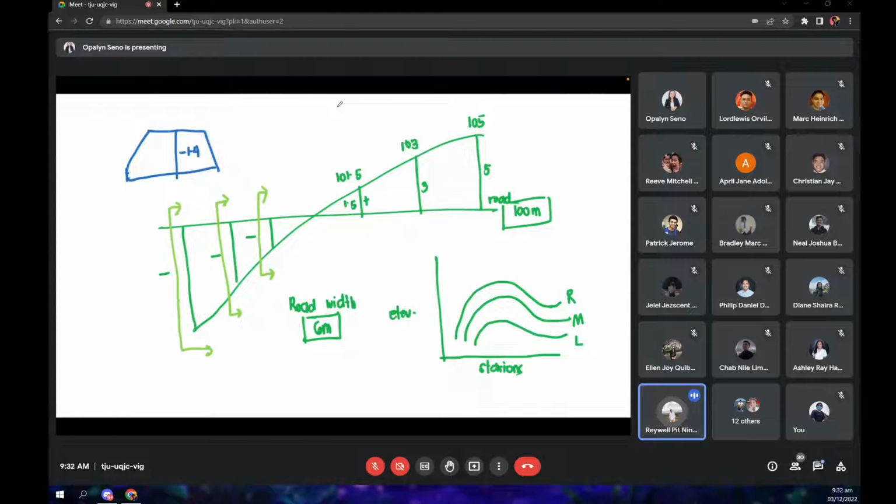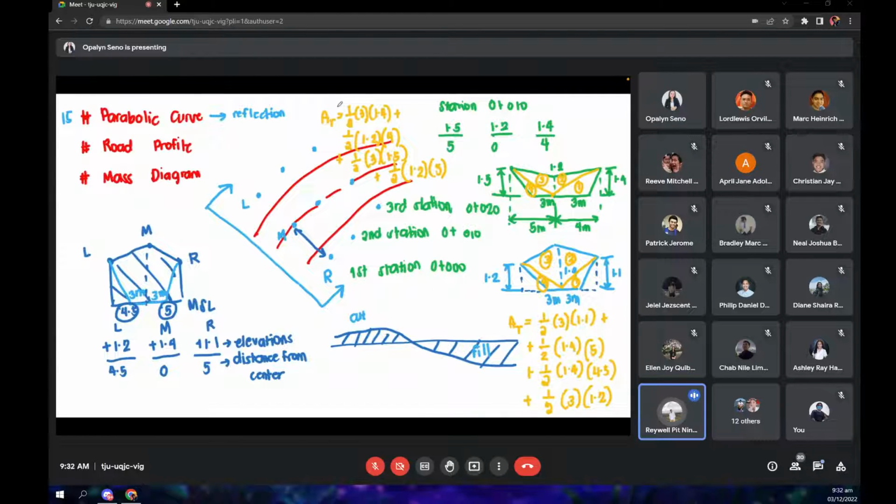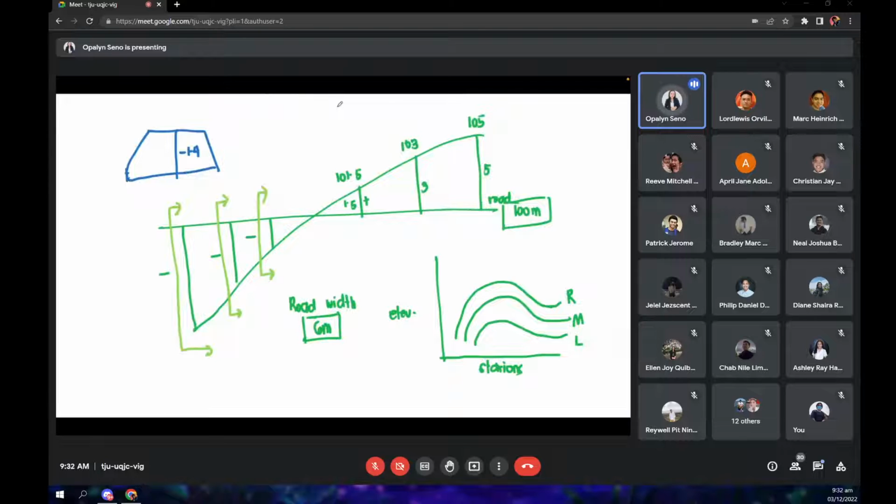Excuse me, ma'am. Is it just the graph for the sketch, ma'am, or the cut and fill that you showed? Just the graph. Just the graph, since it already has the stations and elevations. Okay, ma'am. Thank you. Okay?